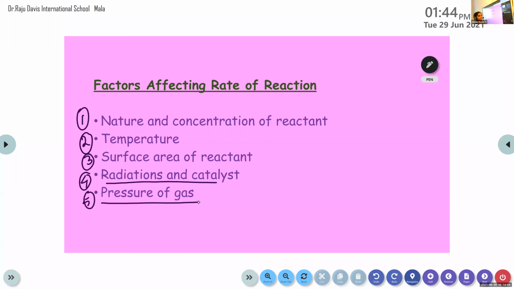Naureen, can you please read these factors that affect the rate of a chemical reaction? Factors affecting rate of reaction: nature and concentration of reactant, temperature, surface area of reactant, radiations and catalyst, pressure of gas. Okay, so that's about the different factors that affect the rate of a reaction.